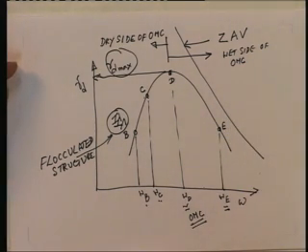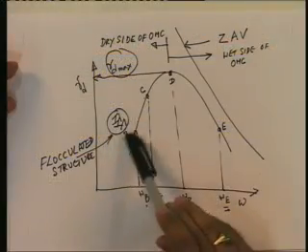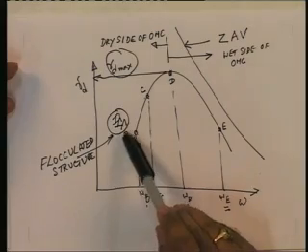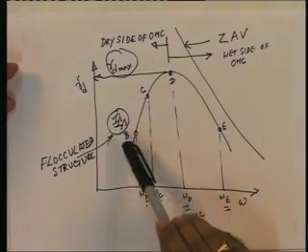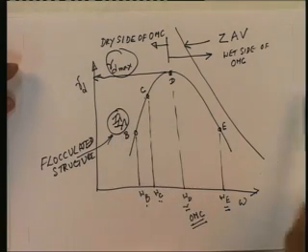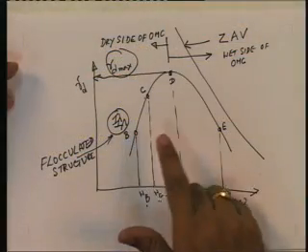Then when you come to the second parameter, that is shrinkage. Upon drying, soil at B will begin bodily to interfere with each other, because soil at B has got an open arrangement like a flocculated net-like arrangement, pack of cards like arrangement, where they derive high connection strengths. With that, soil at B bodily tries to interfere with each other and will not allow the soil to shrink. So, the shrinkage of soil at B is less than the shrinkage of soil at E.